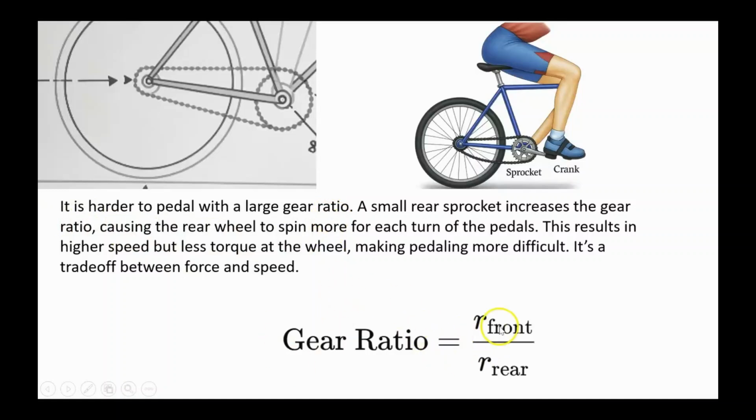The gear ratio is equal to the radius of the front sprocket divided by the radius of the rear sprocket. A small rear sprocket increases the gear ratio, causing the rear wheel to spin more for each turn of the pedal. This results in higher speed but less torque at the wheel, making pedaling more difficult. It's a trade-off between force and speed.